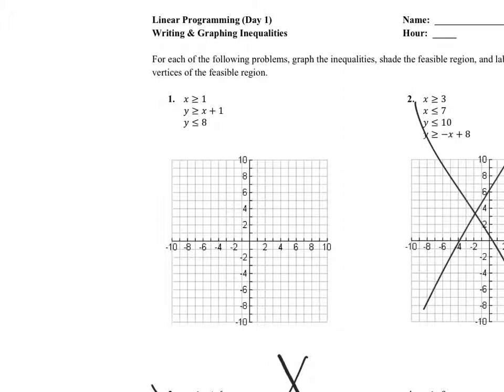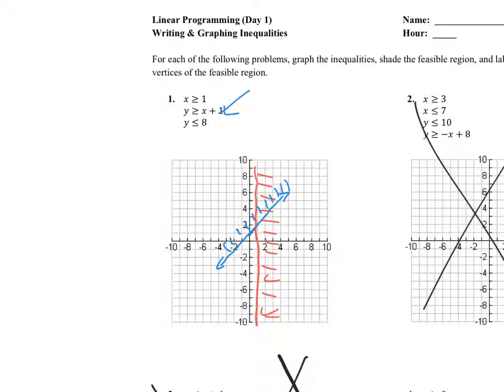X is greater than or equal to 1. Here's the line, x equals 1. It's like the y-axis. And then I'd shade a little bit to the right. Next, this hits at 1 and has a slope of 1. So that's an equation. Looks like that. And then it says greater than. That means you shade above it.